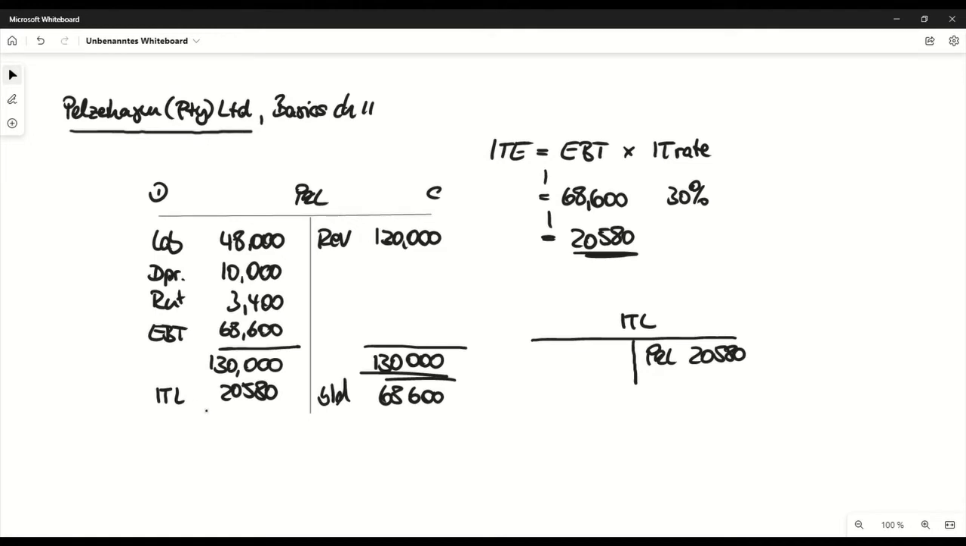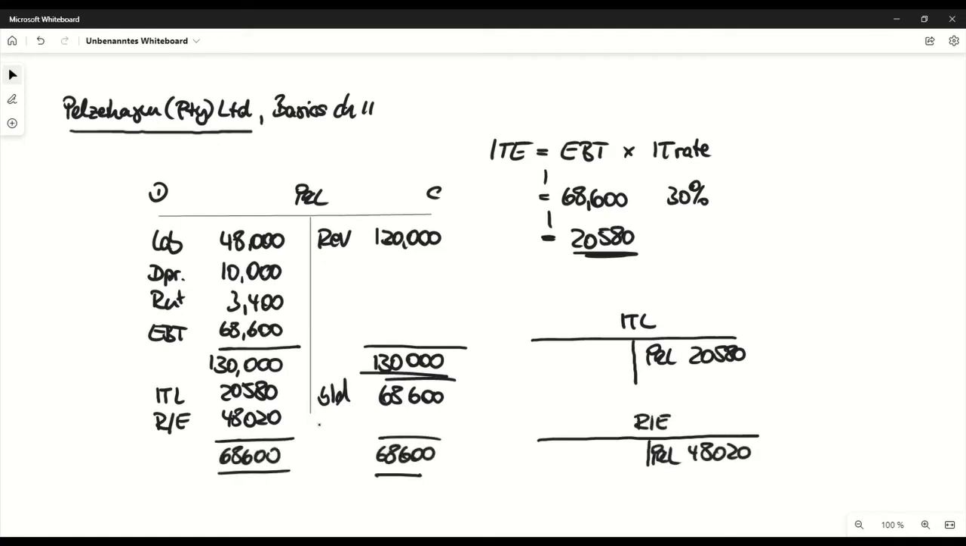The annual surplus, which is the profit after taxes, will be transferred to the retained earnings account. This is why you find in the profit and loss account the reference retained earnings. Here it is 48,020. And we make a credit entry in the retained earnings account. The profit and loss account will be zero balanced.